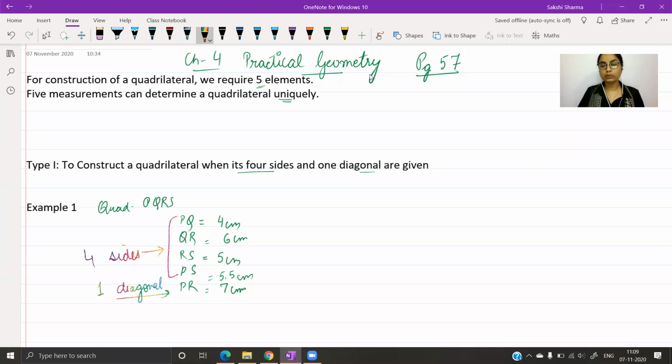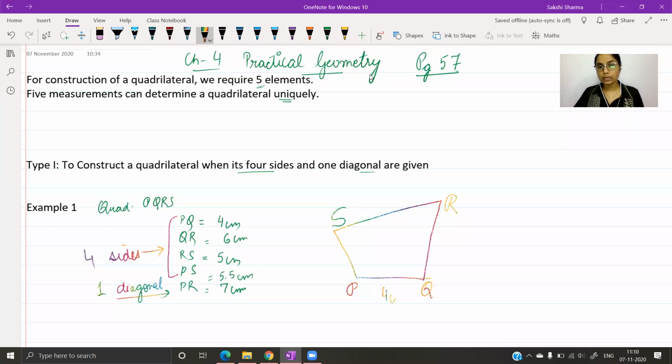So we have been given 4 sides and 1 diagonal. अगर हम इसके लिए rough figure draw करते हैं, so I will simply draw a quadrilateral. Let's just draw PQRS. Be careful. You want to write down the names in cyclic order. PQRS. Don't write randomly. गलत हो जाएगा.